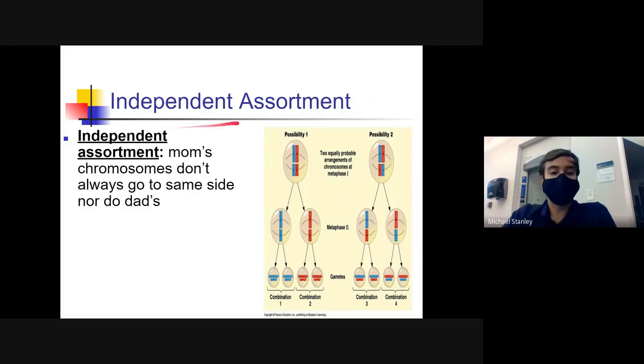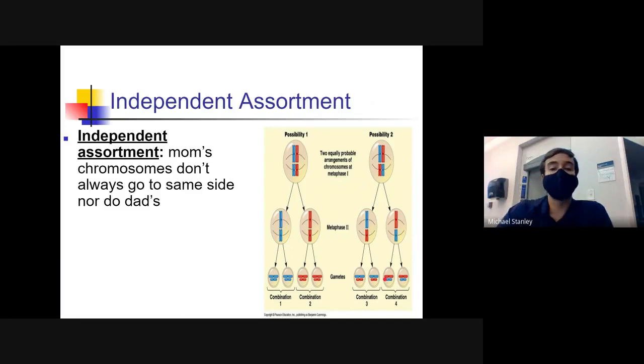So all independent assortment is saying is that it's always random which side of the cell that the genes will be pulled to. There's no set way that they're going to be lined up every time. So you're always going to have kind of a random assortment of gametes. You're not going to end up with the same gametes every time when you go through meiosis. So this is one of the ways that not all of those haploid cells look the same, right?